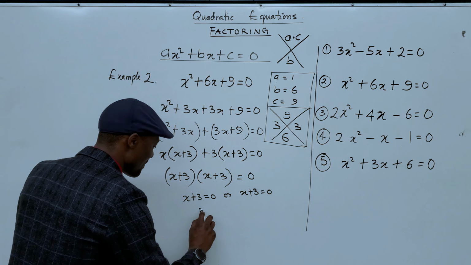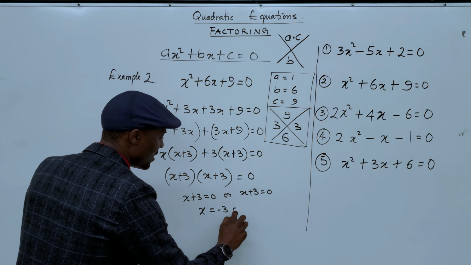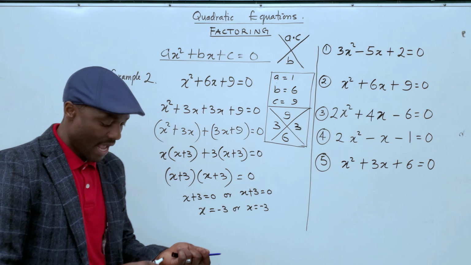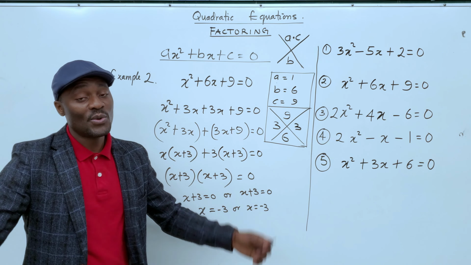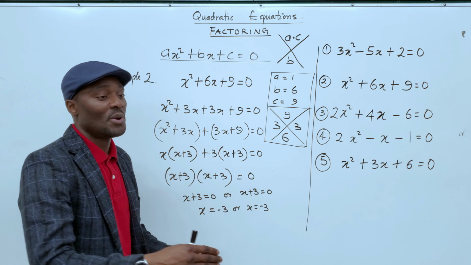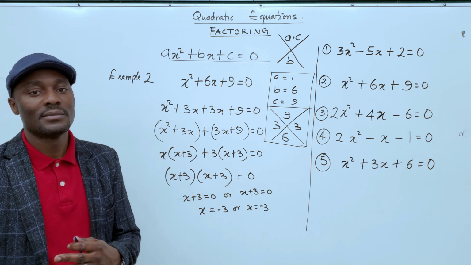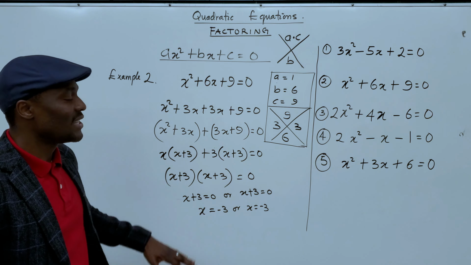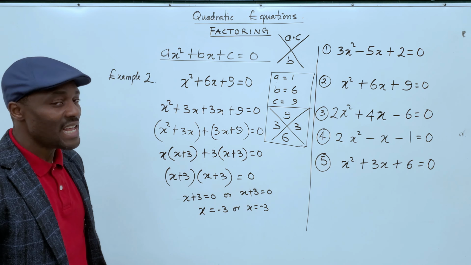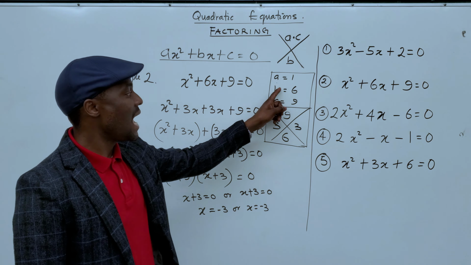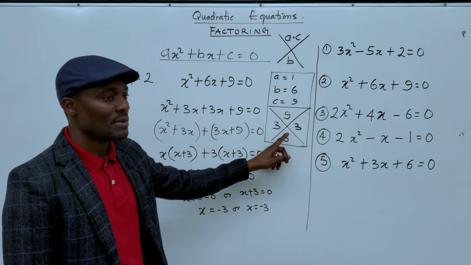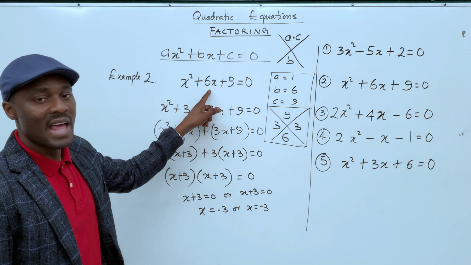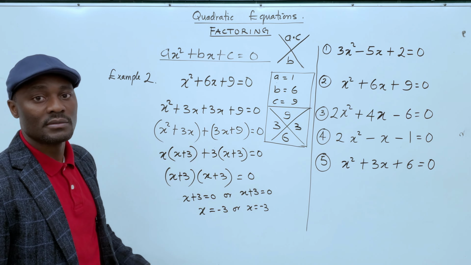And that's going to give you x equals -3 or x equals -3. That's it. Some people say x equals -3 twice. Whichever way you like to say your answer, that is what you need to do to solve any quadratic equation. Write out a, b, and c, create the diamond puzzle, find these two to replace the b, the middle, and that's it. You factor, you solve.